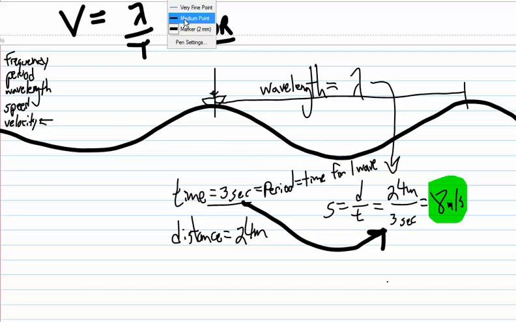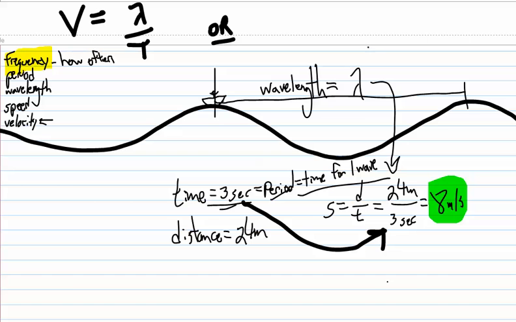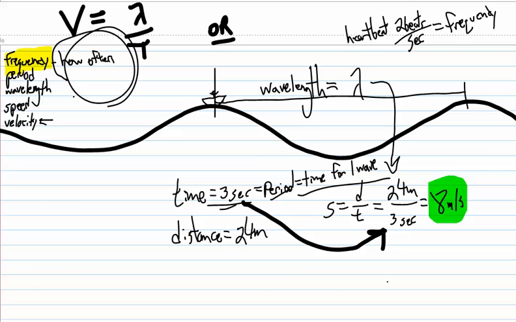So if we know that it takes time for one wave, it was the period, and that's 3 seconds, what is the frequency? How often do waves pass by? Frequency is defined as how often something happens. Just as an example, I'm going to take a quick step sideways here. Let's say that my heartbeat is 2 beats per second. That is a frequency. Why? Because it tells us how often my heart beats.